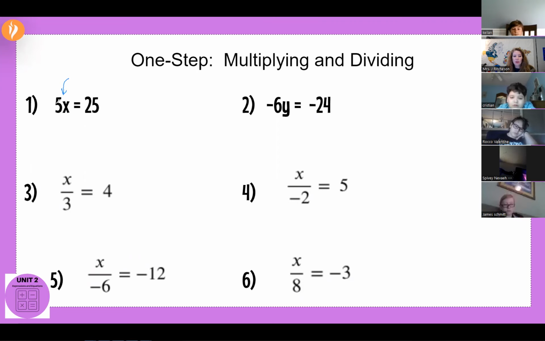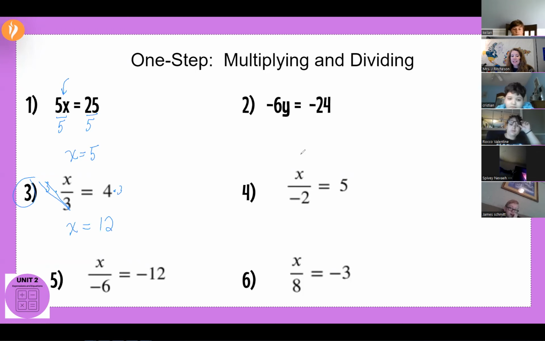Just for a quick review, the opposite of times 5 is division. We're going to divide both sides by 5. So x is equal to 5. And then look at number 3. This says x divided by 3. We're going to do the opposite of dividing, which is multiplying. So we're going to multiply both sides by 3. These cancel each other out. And we get x equals 12, since 4 times 3 is 12. Okay? So we didn't do number 4.